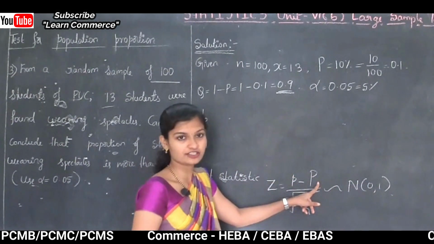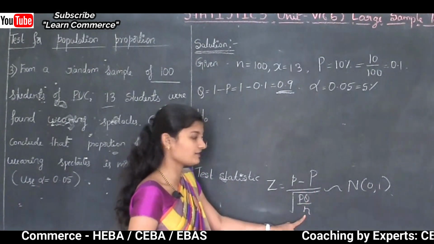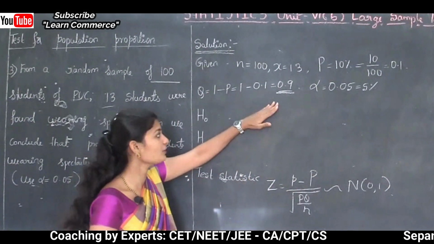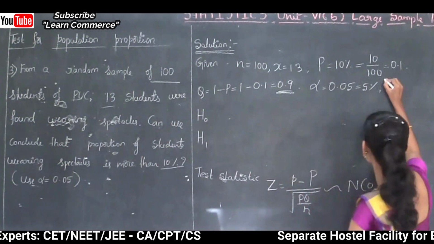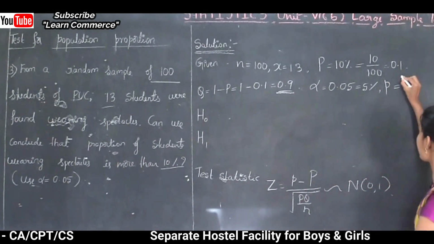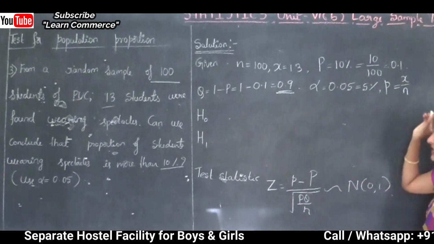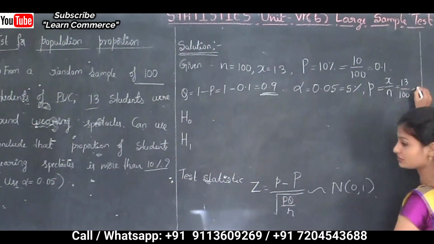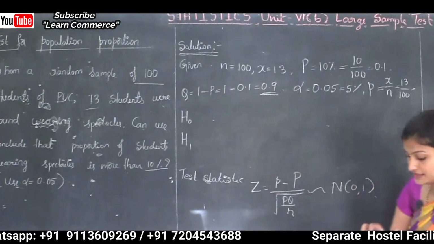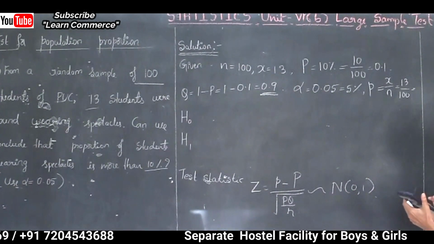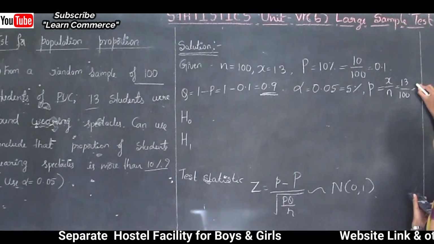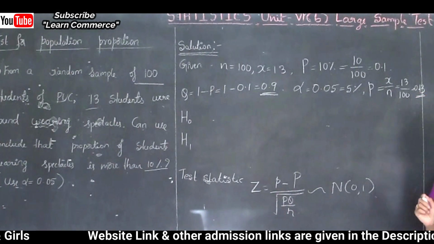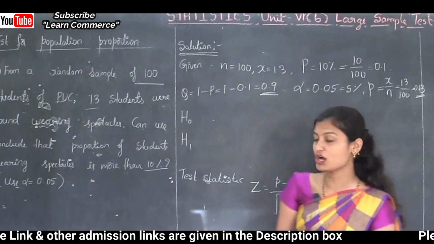See, here P observation is there, Q observation is there, n observation is there, but small letter p observation is not there. Then how to find small letter p? We know the formula to calculate small letter p, that is x divided by small letter n. Here x is 13 and small letter n is 100. So 13 divided by 100 is 0.13. So here small letter p is 0.13. Okay, now let's see what H0 and H1 are.